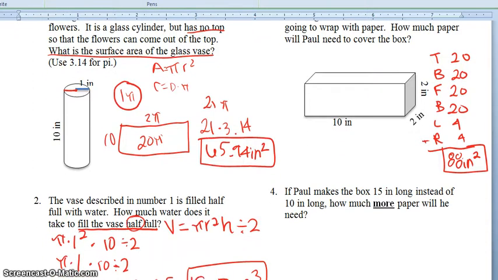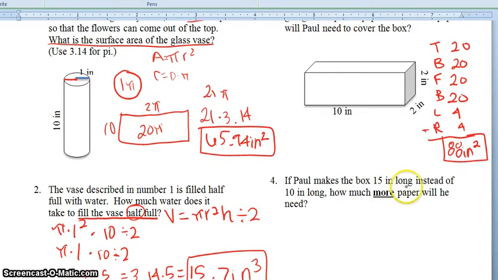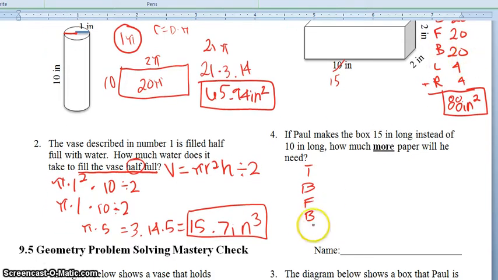Now look at number 4. It says if Paul makes the box 15 inches long instead of 10 inches long, how much more paper will he need? So if we're going to choose 15 inches instead of 10, we want to know how much more paper he'll need. So let's find how much paper he'll need first if he does use a 15-inch long box, and then we can subtract the amount he needed before to find how much more he'll need.